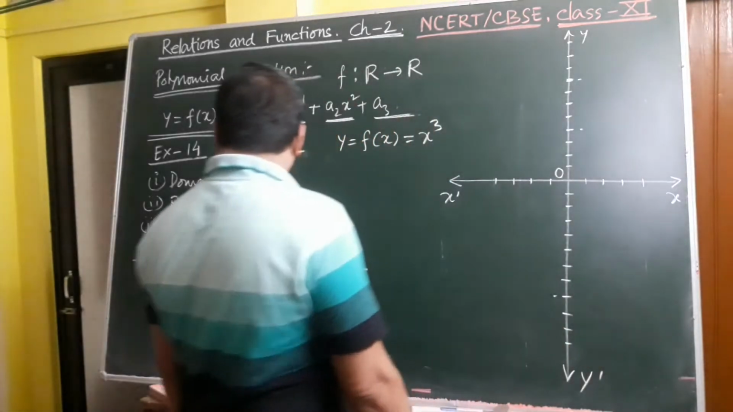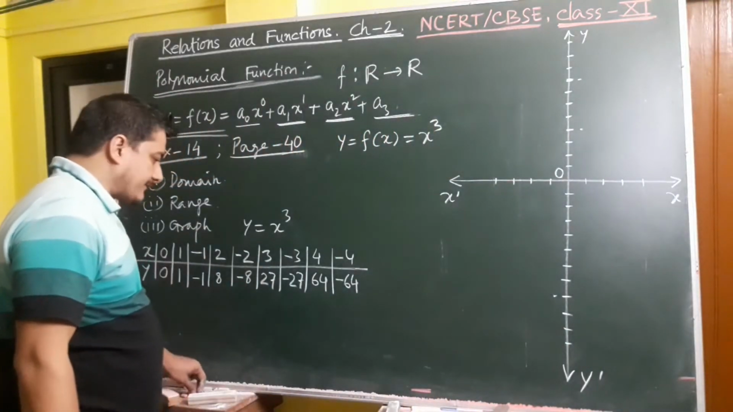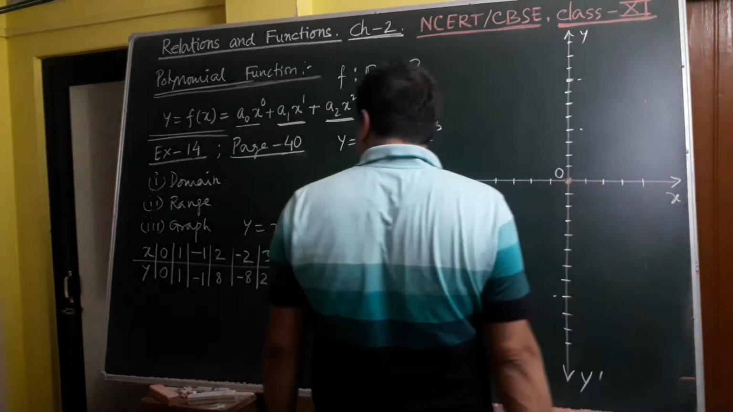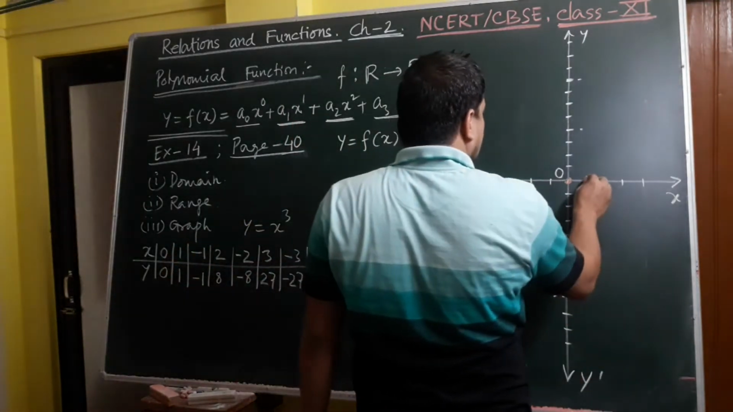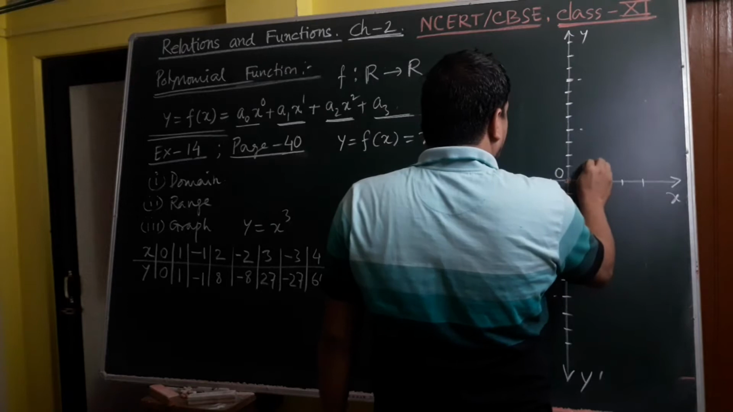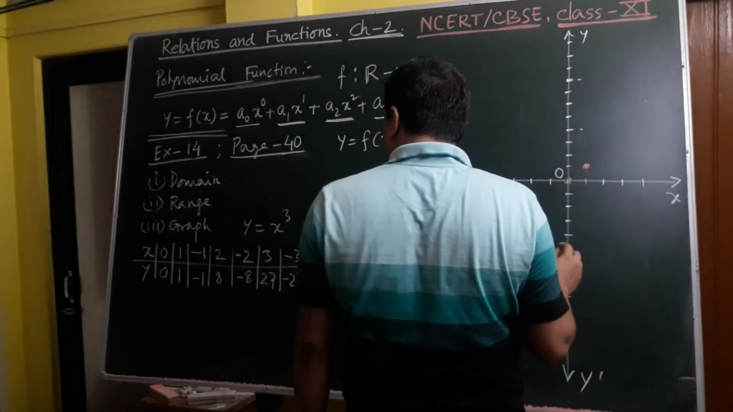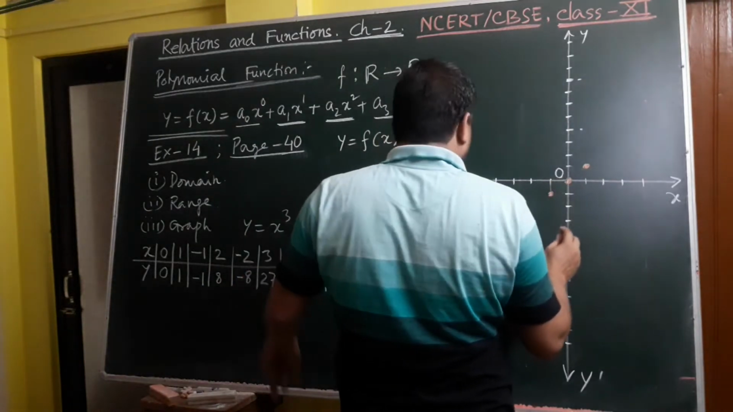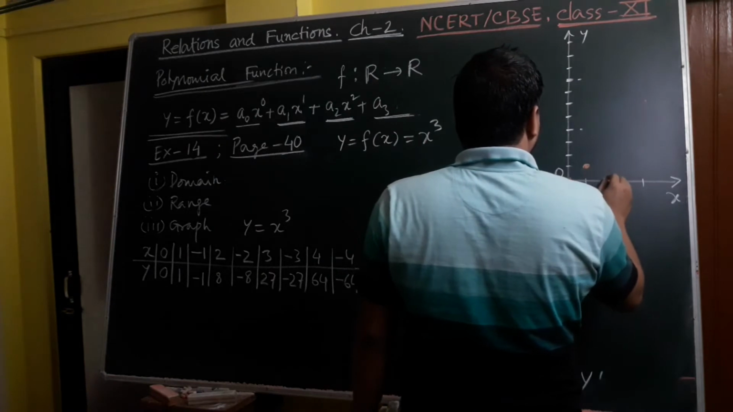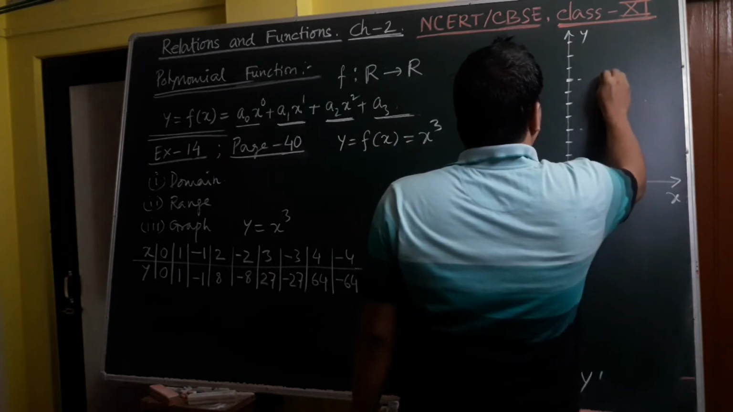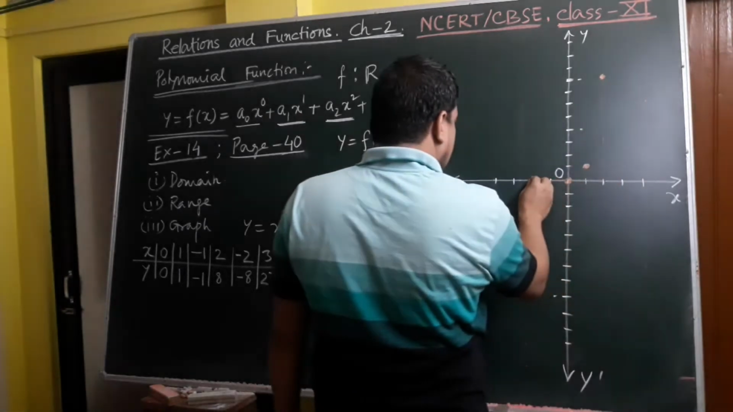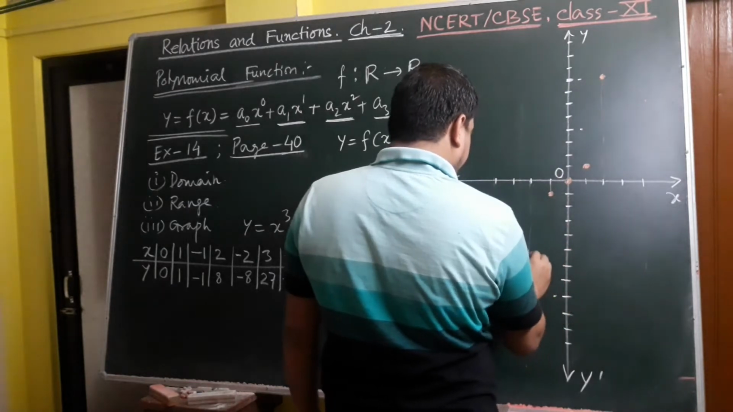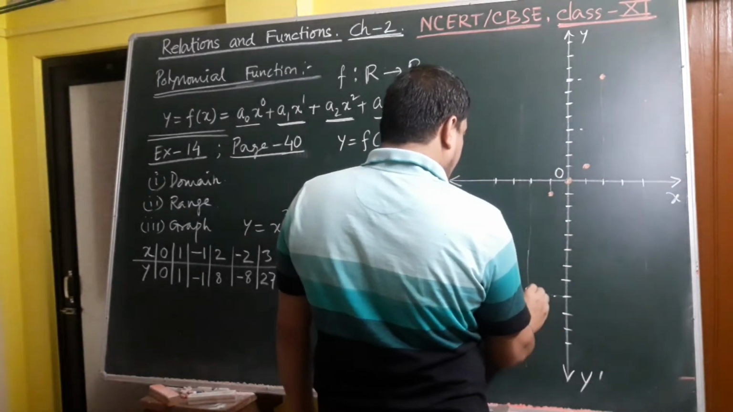Okay, so what are the points? First is 0, 0. So I shall first locate the point 0, 0. That means the origin, this one. Then 1 1, you can see, so 1 1 will be here. Then minus 1 is this one. Then plus 2 it will be plus 8, it will be somewhere here, okay. Then minus 2 it will be minus 8, so it will be somewhere here.